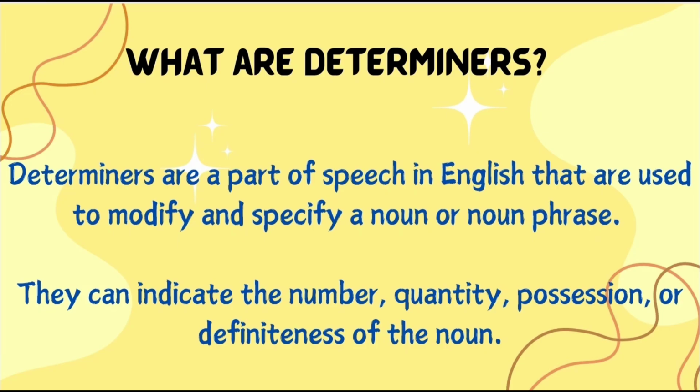What are determiners? Determiners are a part of speech in English that are used to modify and specify a noun or noun phrase. In simple words, determiners introduce the nouns in a more specific way. They can indicate the number, quantity, position or definiteness of the noun.